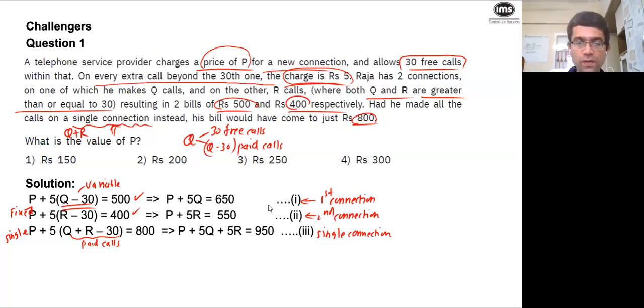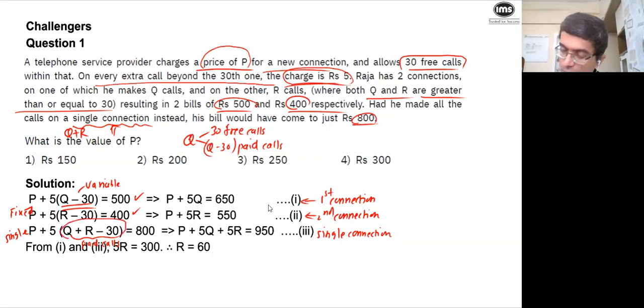I have three equations. I just need to subtract. Say 1 from 3, 2 from 3, and you will get 5R is equal to 300. Right? Sure. Did you understand, Rahul, why P plus 5 into Q plus R minus 30 should be 800? Because all calls were made from the same connection. So Q calls and R calls from the same connection. See this part. But only 30 are free. So chargeable calls are Q plus R minus 30 at 5 rupees per call.